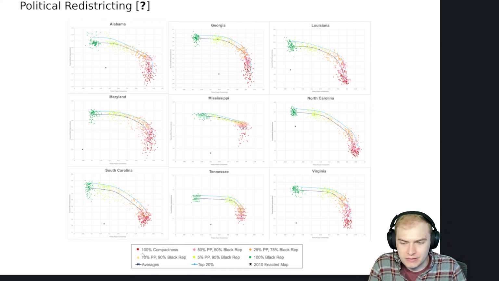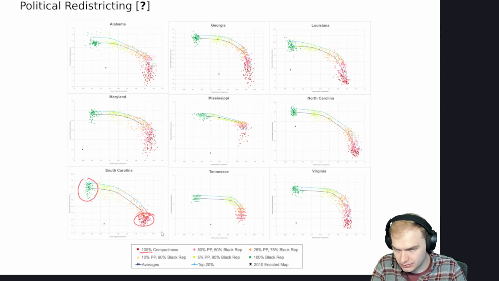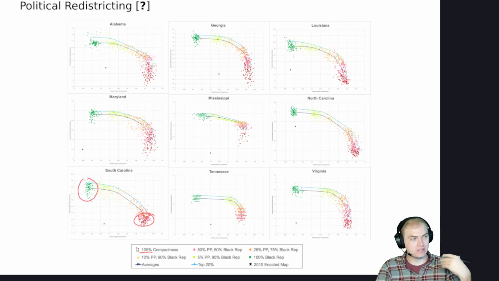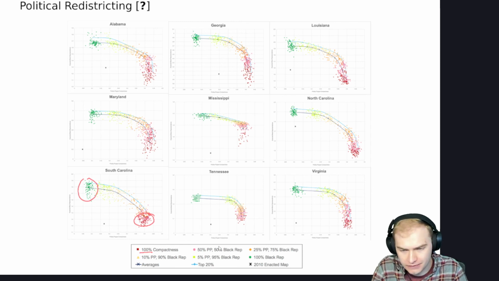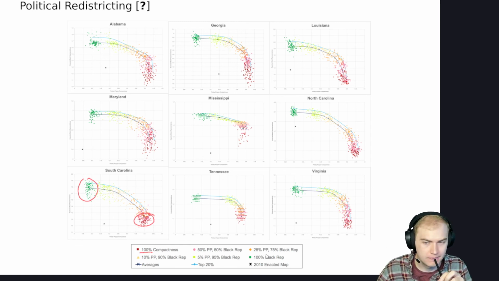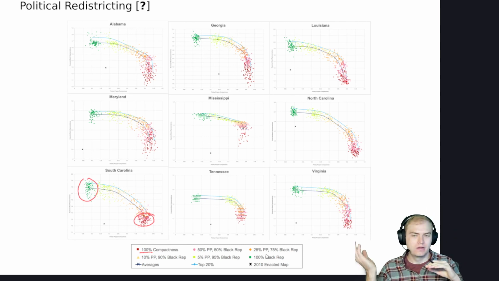And we ran this, we scalarized this. We said the red dots are 100%, we only care about the compactness of a district. The green dots are, we only care about the expected number of black representatives. Let's maximize that. And everything in between is a convex combination of those two objectives. So we're sort of looking for the Pareto frontier here.